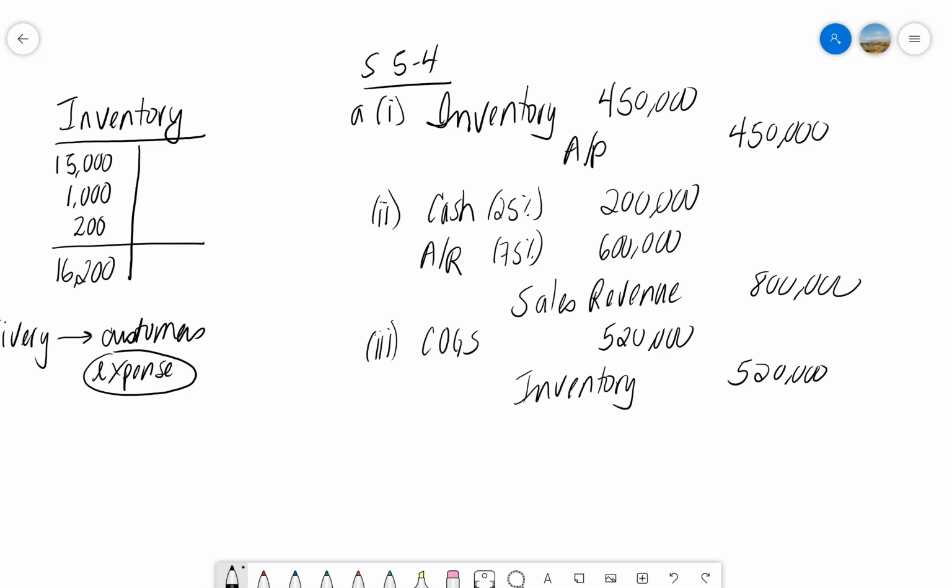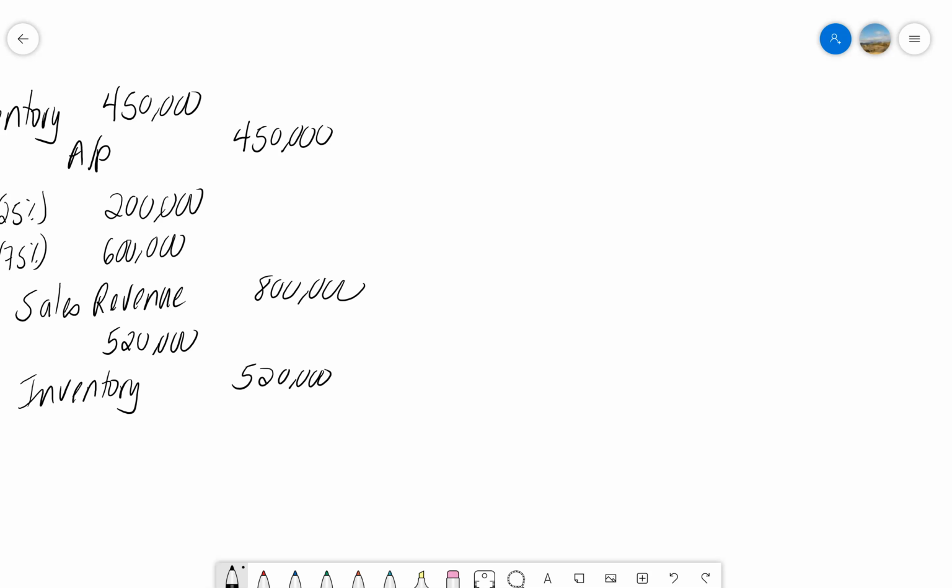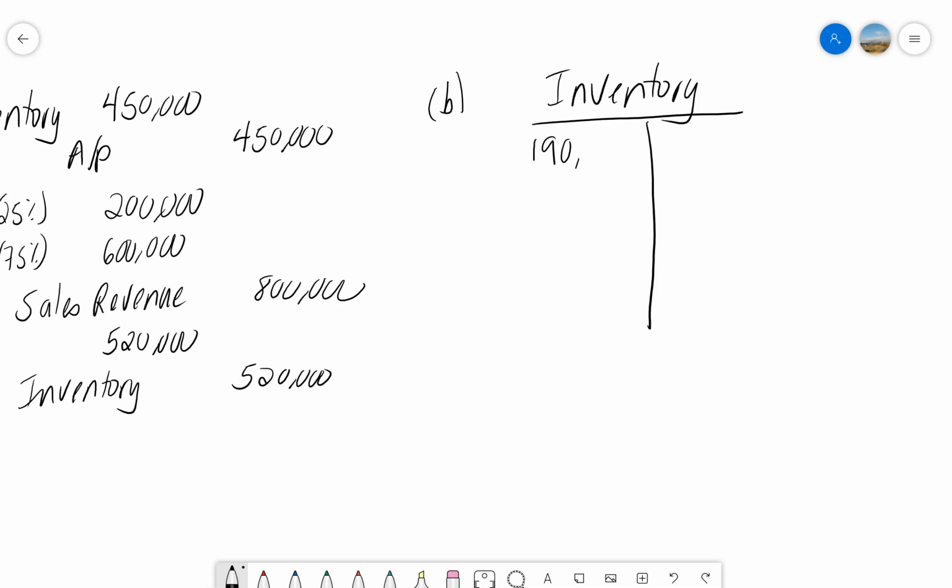So those are the three journal entries for part A. Then we're going to go to part B. Part B says compute the balance in the inventory account at December 31st, 2020. That's at the end of the year. So the easiest way to demonstrate this, part B, is just set up a T account. So let's set up our inventory T account. We know that at the beginning of the year, our inventory has a balance of $190,300.